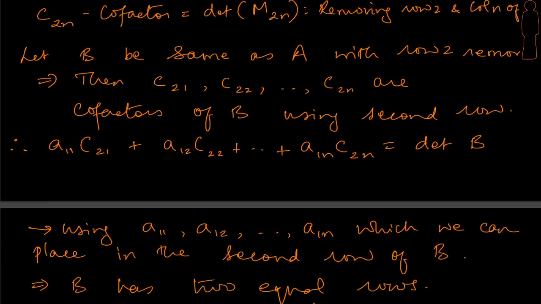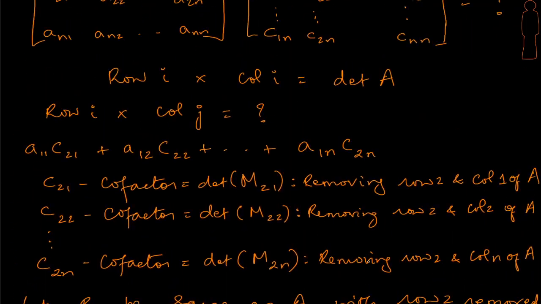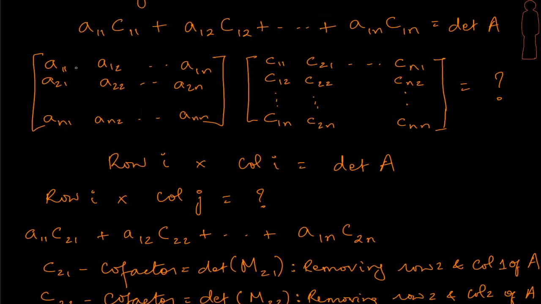That tells us that the first and second rows are equal, right? This is what we said. We said we're going to replace these numbers in the second row of B. Therefore, B has got two equal rows. And what does that convey? The determinant of B is going to be 0. Okay. What does that tell us? It tells us that if I pick up the first row on the second column, it goes to 0.